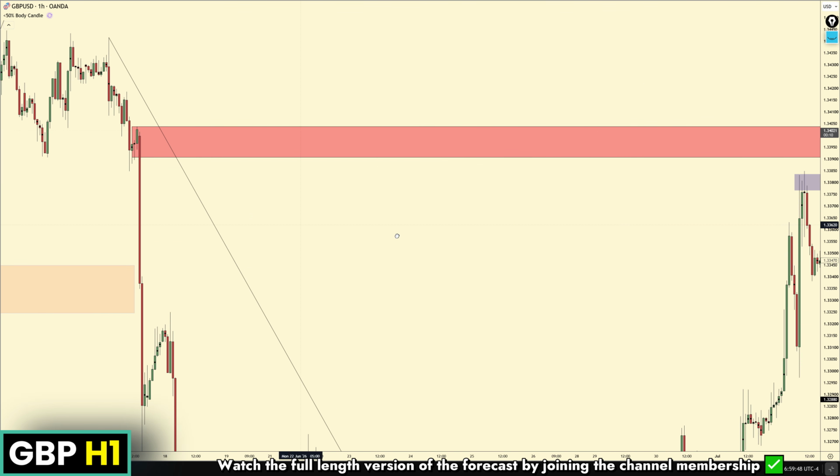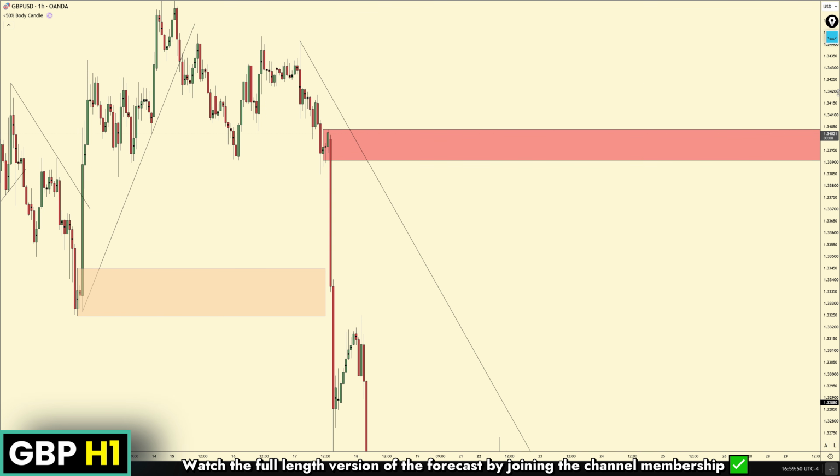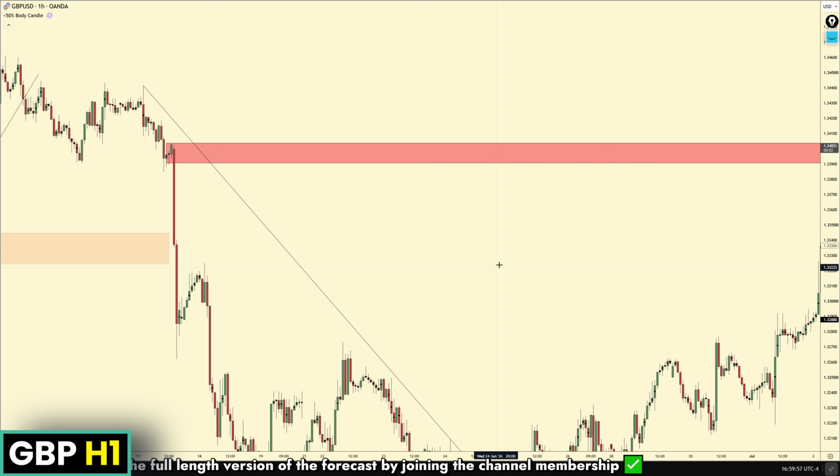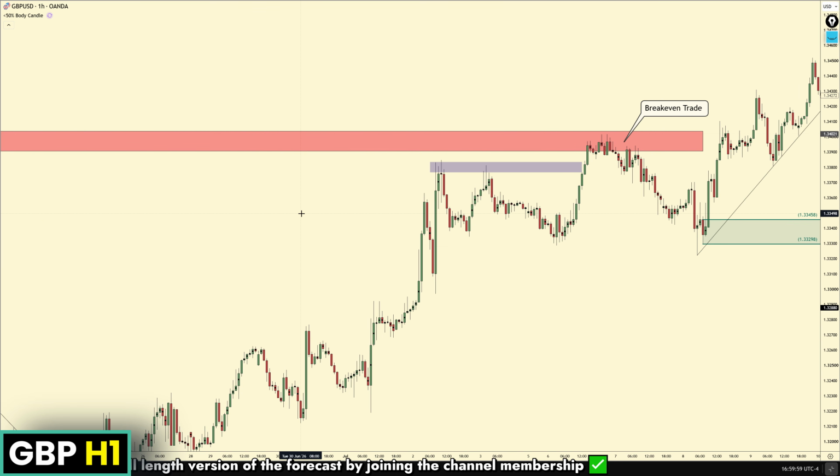So we had a supply zone back here. Very good zone, as good as it's going to get, really. The basing's clean. The move away is fantastic. It's literally a 10 out of 10 zone. The only issue with it is look how old the zone was.